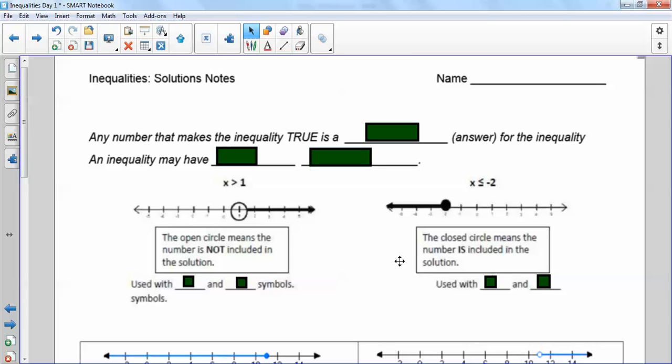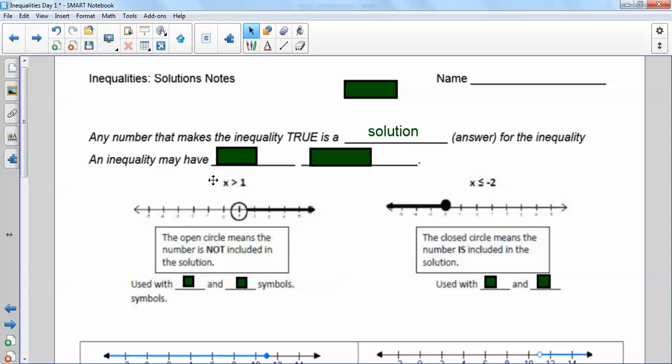Hey guys, now that we know how to graph inequalities, we're going to look at what a solution to an inequality is. So first, just some definitions. Any number that makes the inequality true is a solution or answer for the inequality. So think about things that if you plugged it into the inequality, it would make a true statement. Like if you said 6 is greater than 3 or 10 is greater than 2. Okay, those things are true solutions. Okay, they have the inequality symbol and their statement is true.